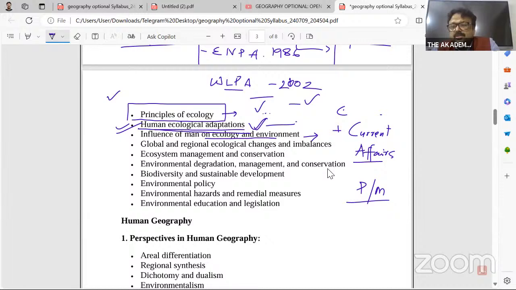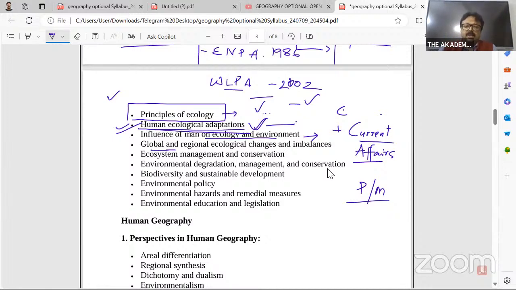So I also ensure that the topics which are part of your current affairs section will be discussed in length and breadth here also, not only for environment and ecology, but for disaster management as well as your geography part. So all the current affairs parts will be discussed.